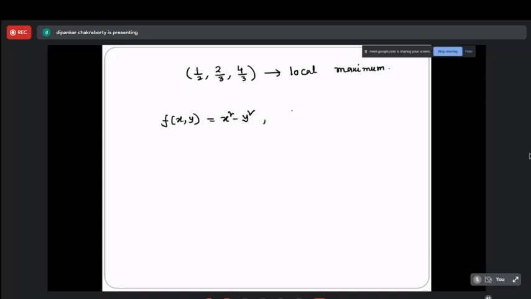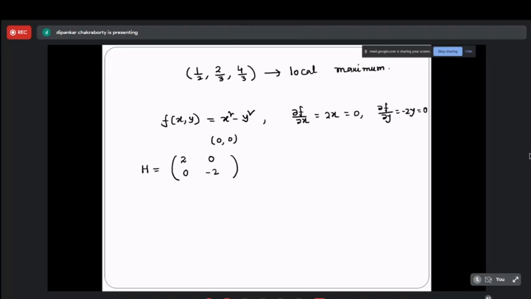If it is x square minus y square, then what will be del f del x? 2x, right? This will be equal to 0, and del f del y is minus 2y, which is also 0. So what will be the stationary point? The stationary point is (0, 0). What will be the Hessian matrix H? Take the second order derivatives here.